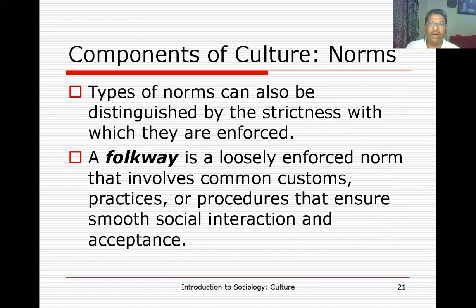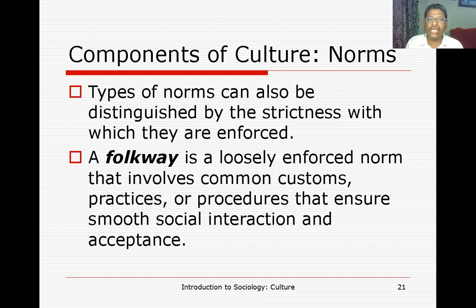So types of norms can also be distinguished by the strictness with which they are enforced. The strictness that is enforced, and even we see them in the family, in a society, in the church, in the temple, or in an office. Hidden norms. And here, particularly in an Indian context, we have these hidden norms. Of course, even now, some traditional families do practice this. If the father-in-law is there, the daughter-in-law should not walk in front of that place, or should not come when a guest comes. The wife should not come to the drawing hall. There are so many hidden norms.